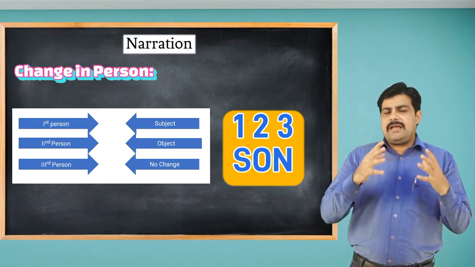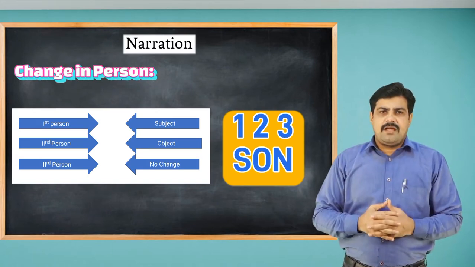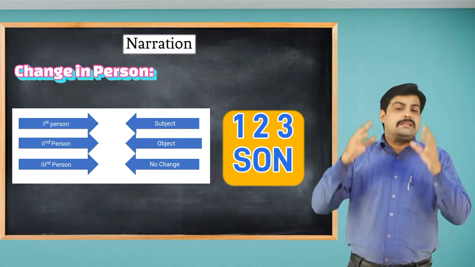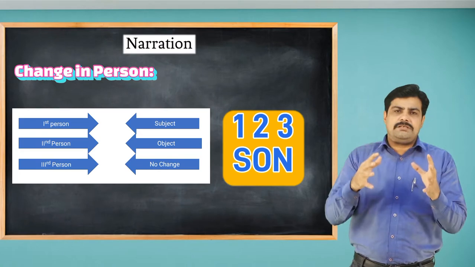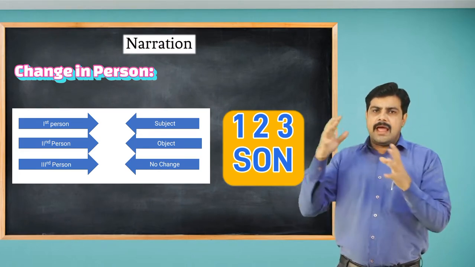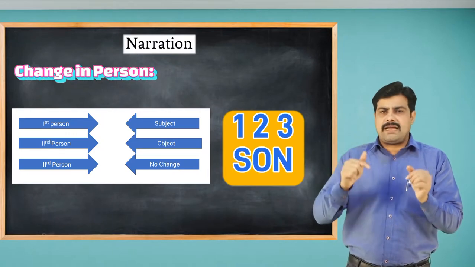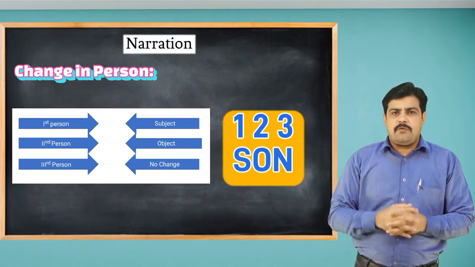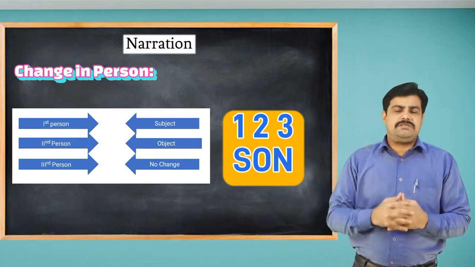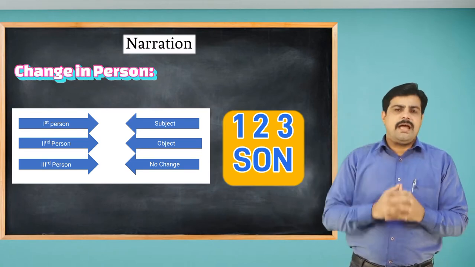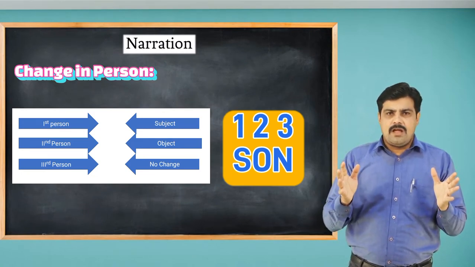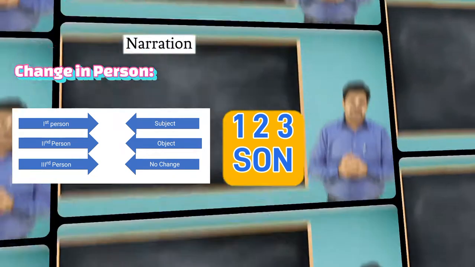Let's see the change in person. It is a common rule to all types of sentences. Within the reported speech, the person changes as per the SON formula. SON, first, second, third formula. First person changes according to the subject, second person changes according to the object, and third person there is no change. Now let's take some sentences.